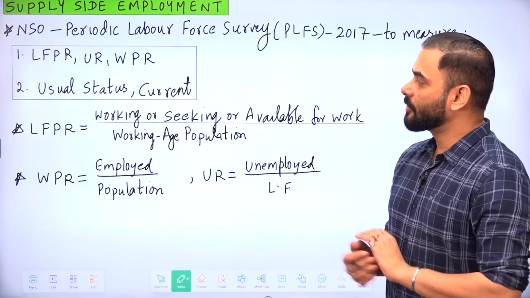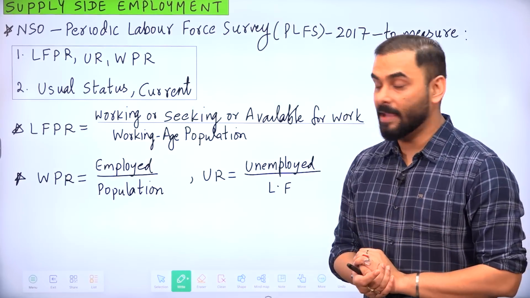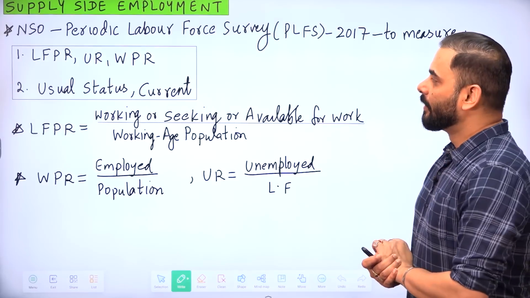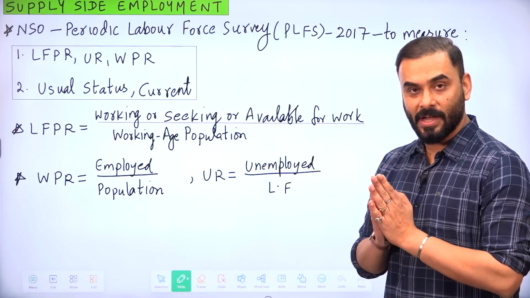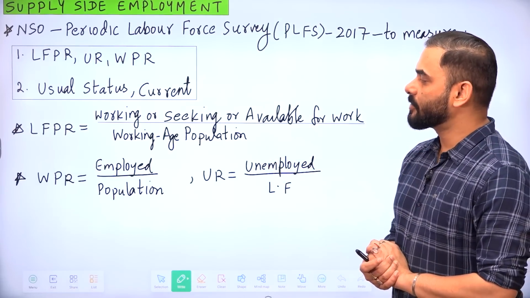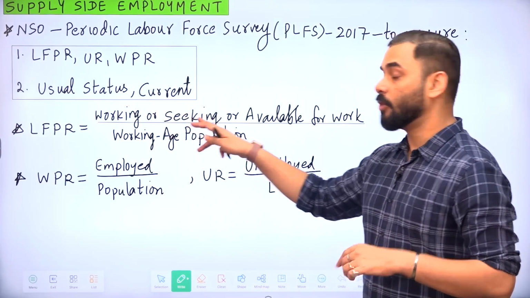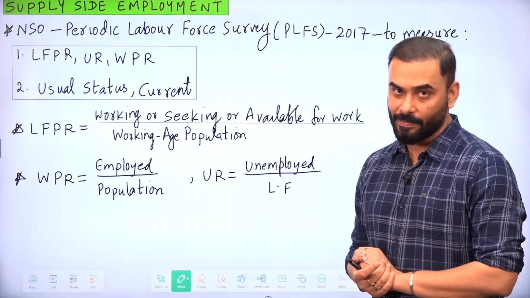So there are these three ratios, and then they also report different ways of measuring employment. For example, usual status and current weekly status. Let us first look at what is labor force participation rate. These are all supply side, which means are workers ready to supply their services. So labor force participation rate means that out of the working age population, how many people are actually working or looking for a job or available for work. So this talks about availability or supply of workers.